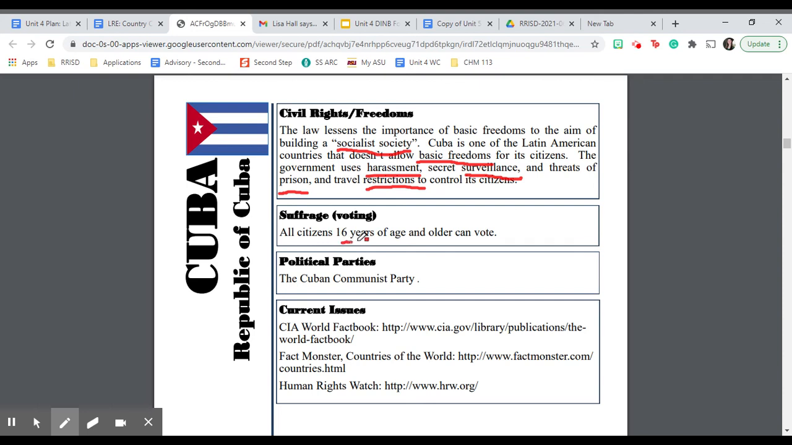All citizens 16 years of age and older can vote. The only political party in Cuba is the Communist Party. And if you are interested in reading some current issues going on in Cuba, we do have 3 links right here that you can pause and type in if you're interested. There is a lot of interesting stuff happening in Cuba. So it is something worth looking into if you're interested. And with that, that concludes our Cuba country card.